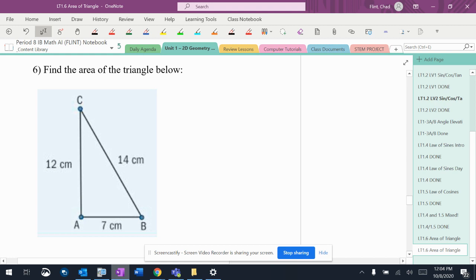So a little different looking problem here. This one I've got all three sides and it wants me to figure out what the area is. So now I don't know if it's a right triangle or not. I guess I could figure that out.